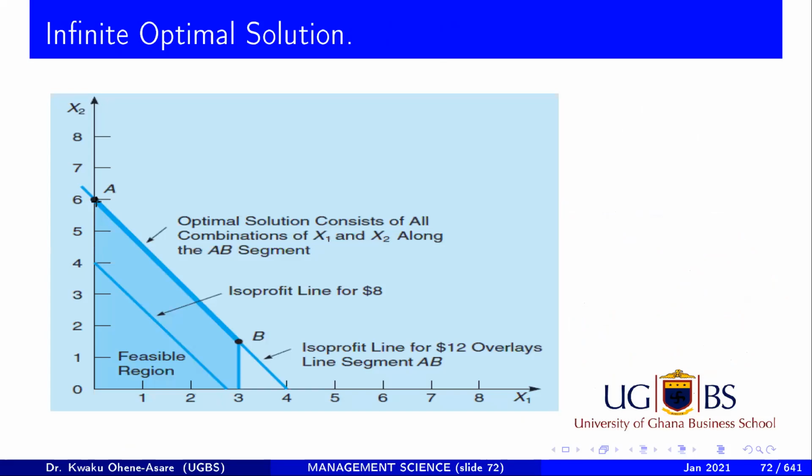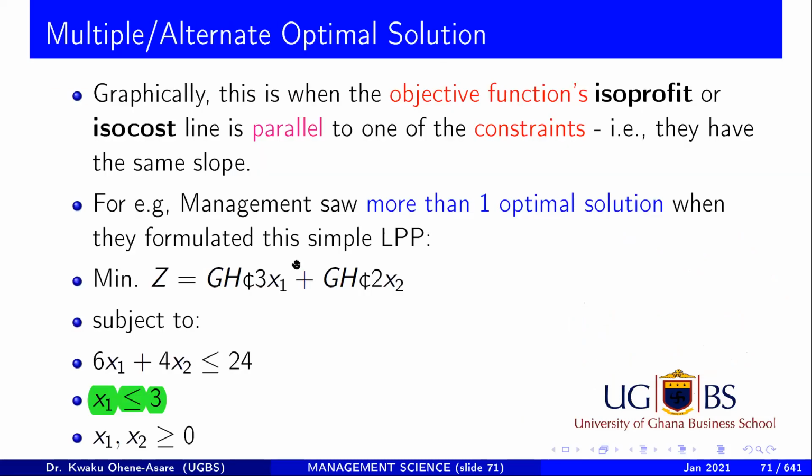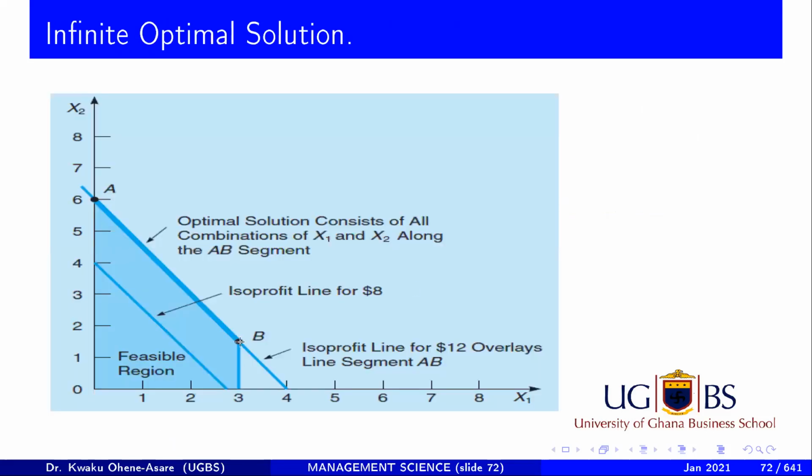Let's go to point A. The coordinates of point A are X1 is 0, X2 is 6. So drop that here. X1 is 0, X2 is 6. So 2 times 6 will also give you what? 12. So at point B, we have a z value of 12, and at point A, you will also have a z value of 12. This is just a double solution, all giving you the same thing.